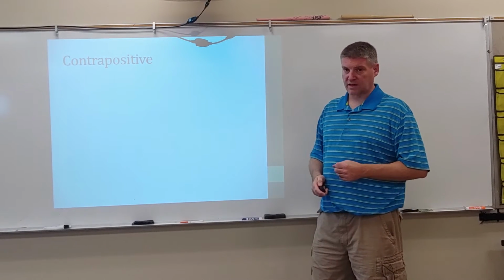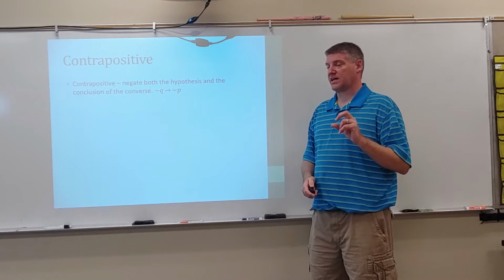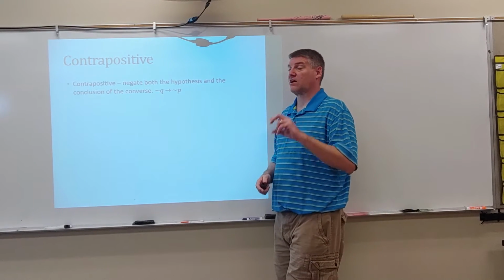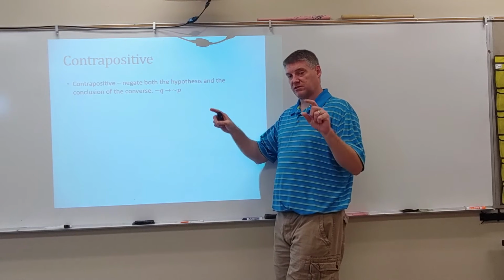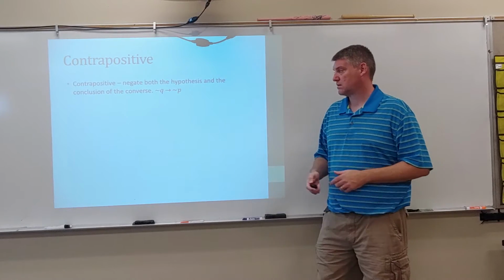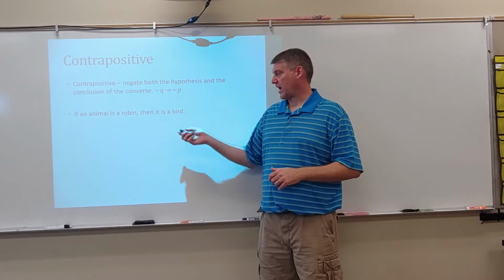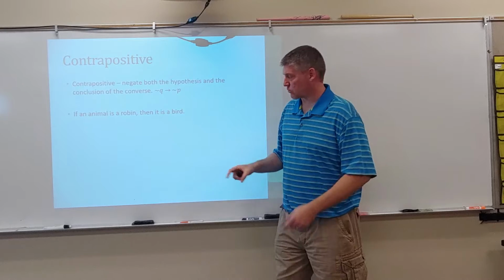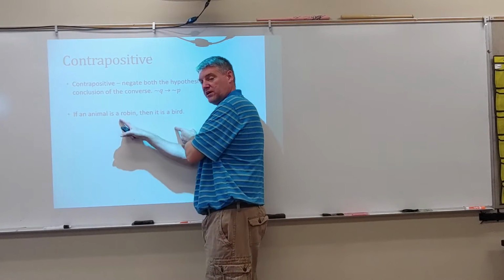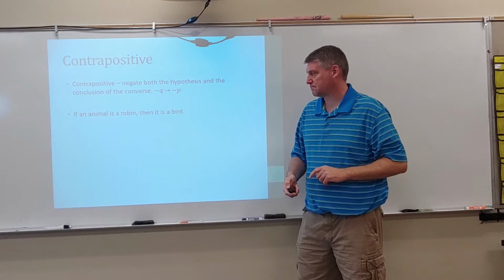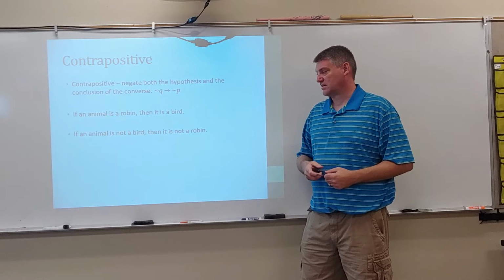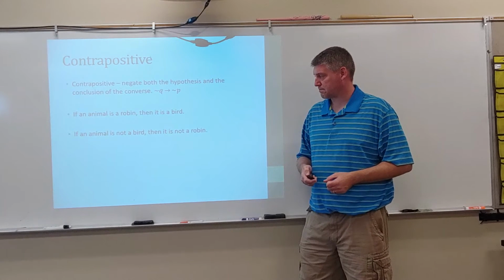The contrapositive. The contrapositive is going to negate both the hypothesis and the conclusion of the converse. So we're going to take our original statement and interchange and negate. If an animal is a robin, then it is a bird. We take our hypothesis and our conclusion, interchange them and negate them. So if an animal is not a bird, then it is not a robin.